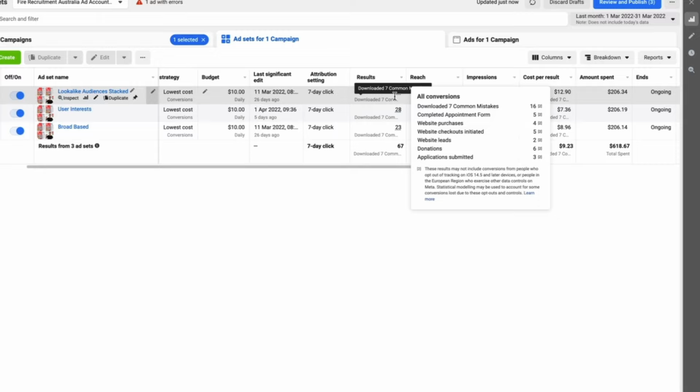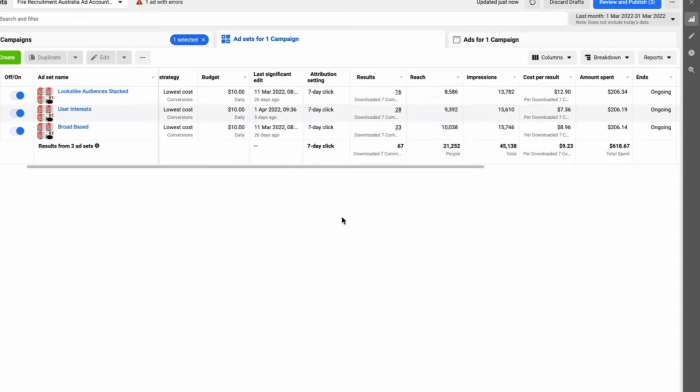As you can see here, though, 3 people who downloaded it submitted an application. In terms of inviting people to join the Facebook group, which is the donations button, 6 out of the 16 click through to join the group.